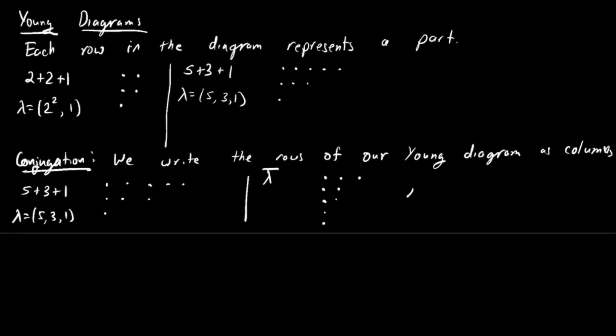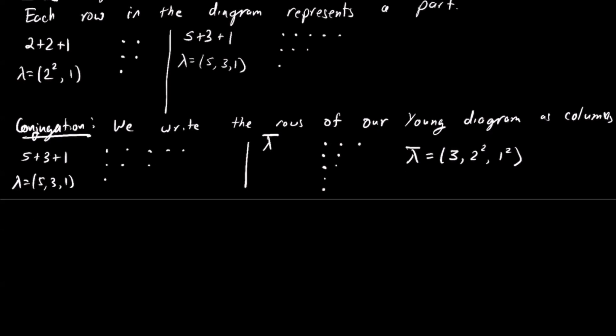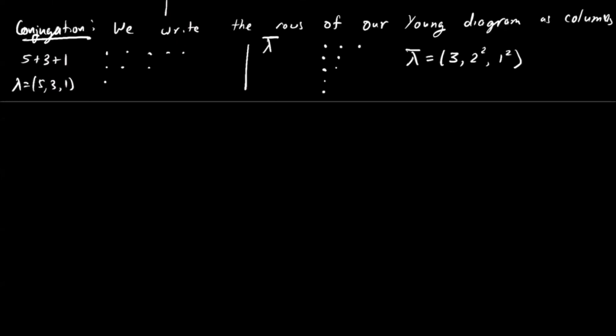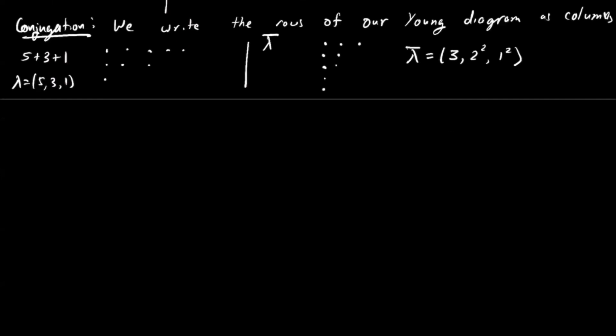So we see that the conjugate partition, we're going to call it lambda bar in this case. What is the new partition? It's 3, 2 to the 2, 1 to the 2. So this is our conjugate partition. This is our lambda bar. And from using conjugation, we can write down a really nice theorem right away about partitions, right? So we'll start with our first theorem, and it basically just uses the fact that this transformation is 1 to 1 and onto. So here's our very first theorem.